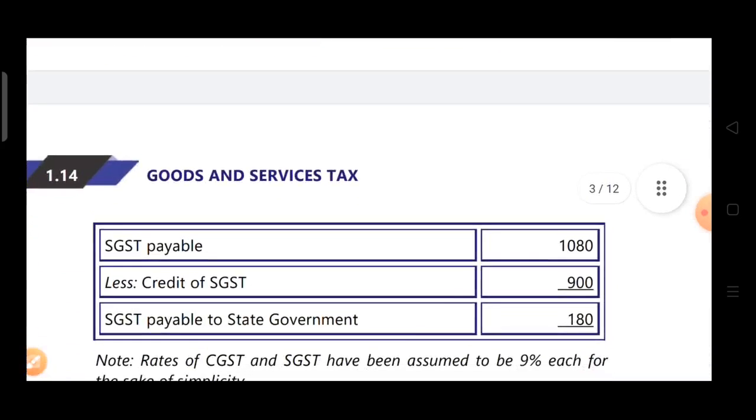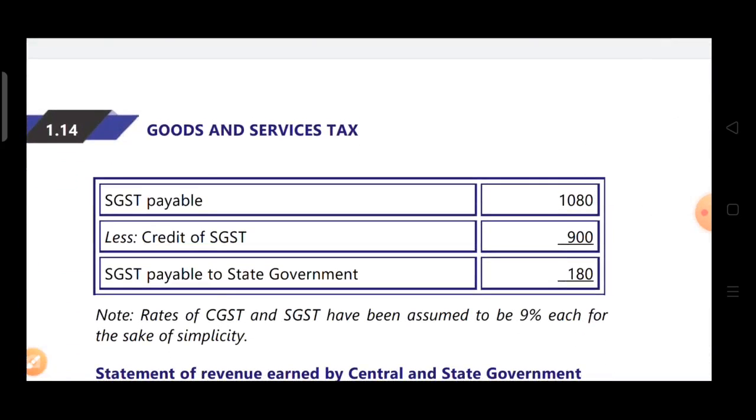Now SGST payable is 1080. So to set off SGST, we can use the credit of SGST, that is 900. So SGST payable to the state government is 180. So the entire input tax credit is exhausted. We have utilized both CGST and SGST 900. So net tax payable to the state government and central government is 180 each.